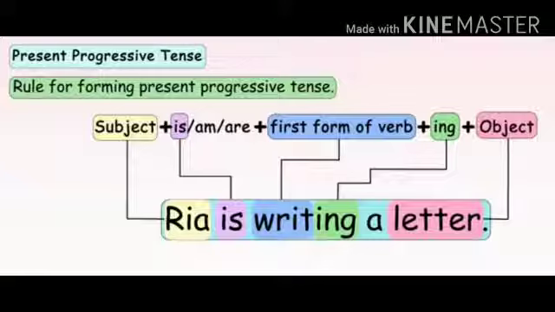Now let us understand this structure with an example. Here you can see it is written Riya is writing a letter. Now here Riya is the subject. Since Riya is singular, that is why we have used is. Now write the first form of the verb, so we added ing, it became writing, and finally the object of the sentence, that is a letter.